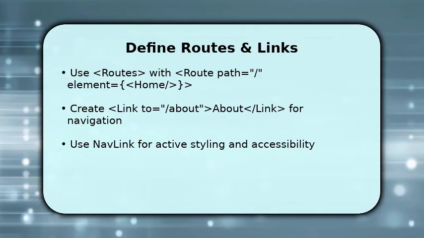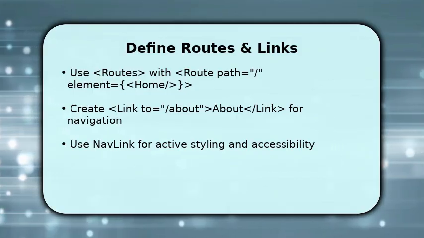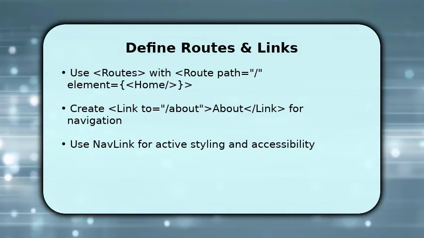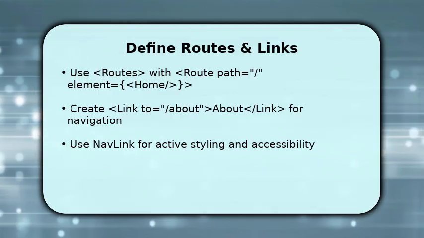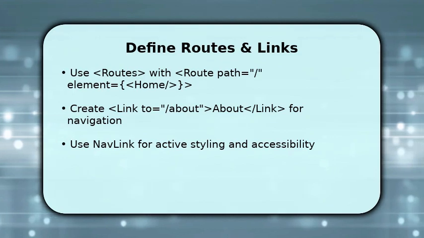Use NavLink when you need active class styling. It provides isActive implicitly. Make sure routes match exact paths and components render correctly. Test navigation by clicking links while watching the URL change.